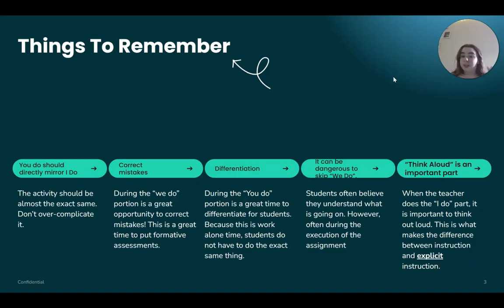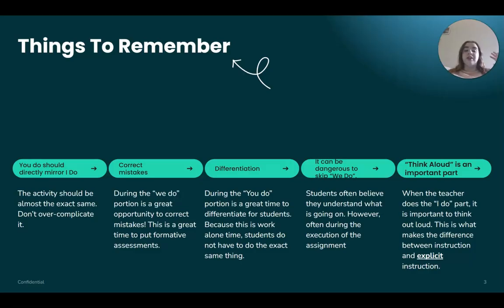Number 2 on this is correct mistakes. During the we do, it is important that we are correcting the students as we go along. For example, with the literary thing, somebody said that the Sour Patch Kid tasted sour. And the teacher was like, okay, yeah, true. But that's not quite what we're looking for. We're looking for a description of what sour is, right? This is a great time to put formative assessments in this part for the we do.